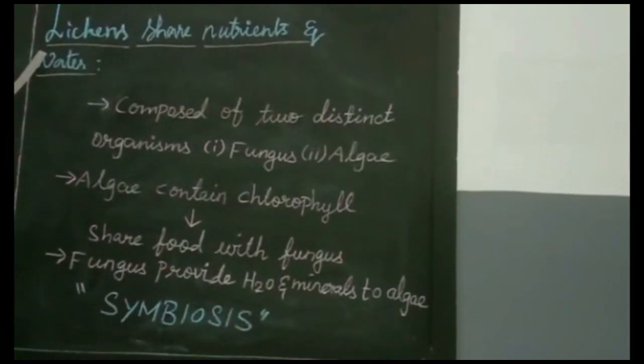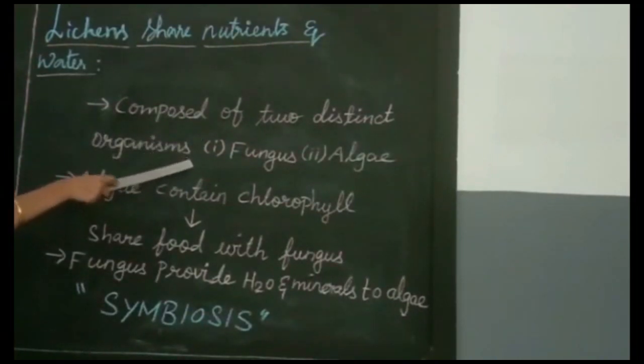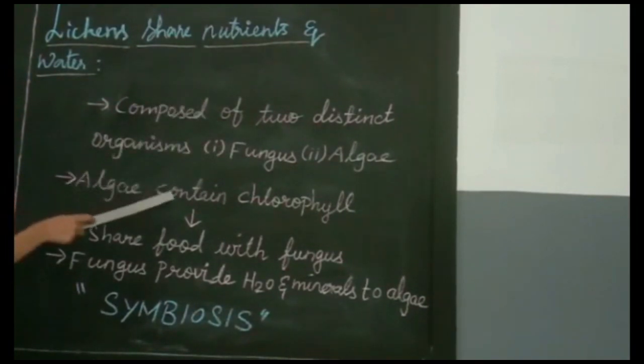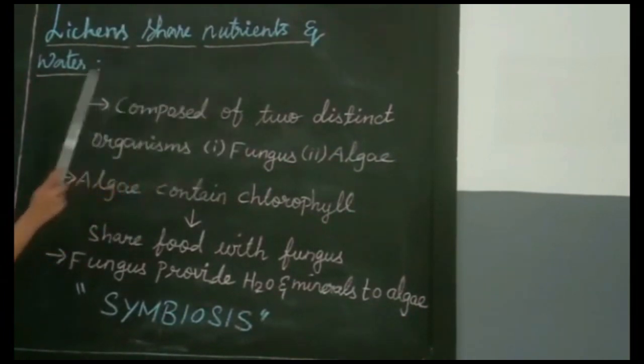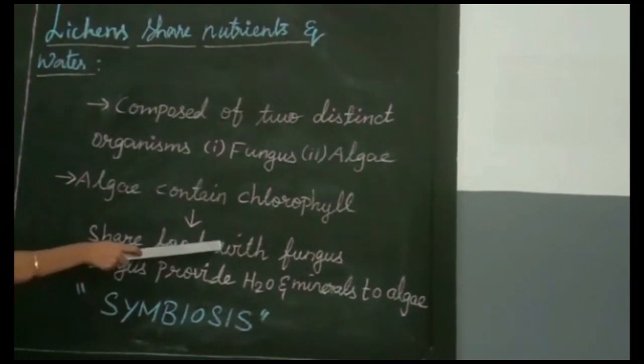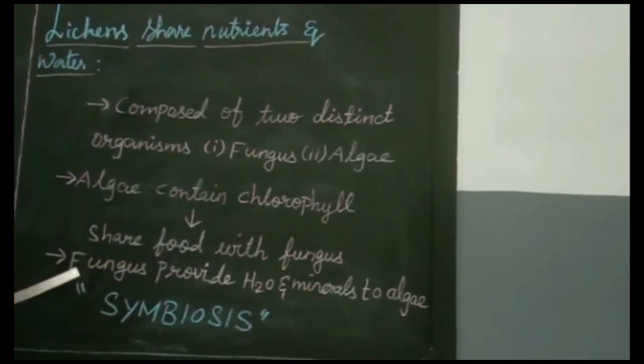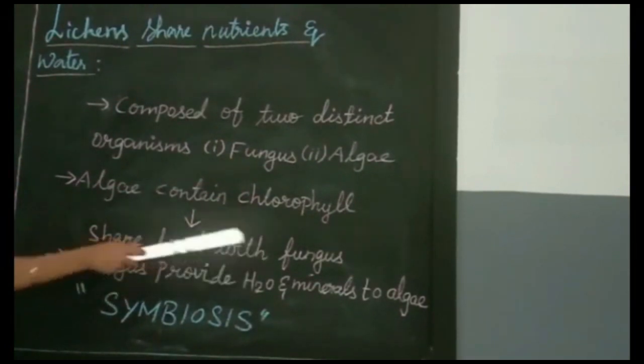The final topic we are going to see is how do lichens share nutrients and water. Mostly the lichens are composed of two distinct organisms. One is a kind of fungus and the second one is algae. Algae contain chlorophyll, hence they can prepare the food through photosynthesis, and the algae share the food with the fungus. And then the fungus is a non-green plant which provides water and minerals to algae.